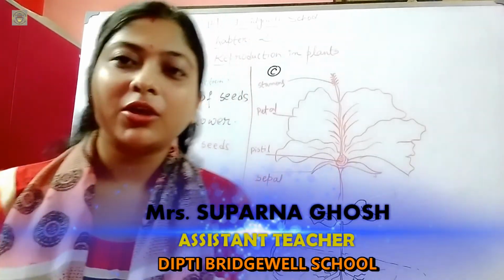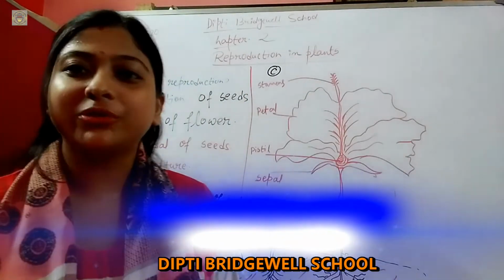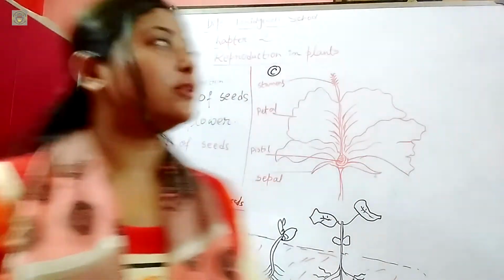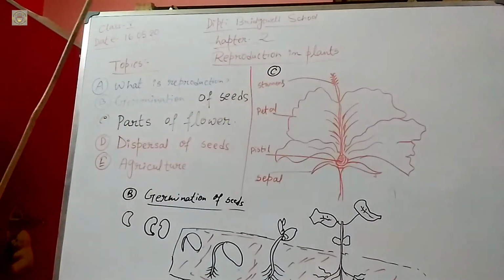So students, today we are learning science of class 5. So students, let's begin with the chapter. Our chapter name is Reproduction in Plants, chapter 2.